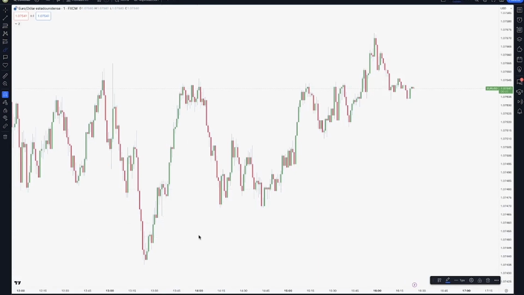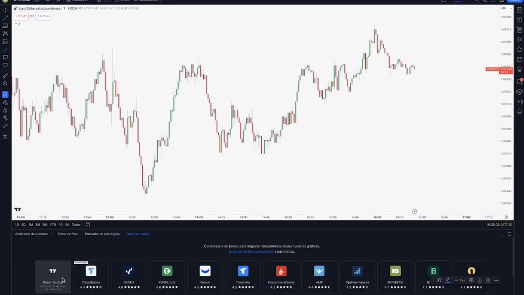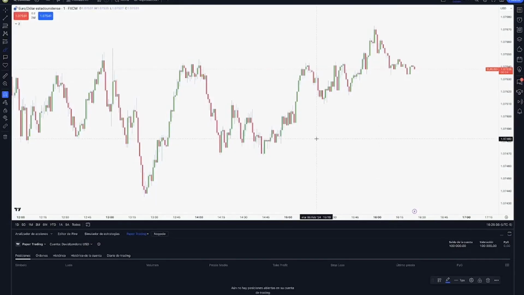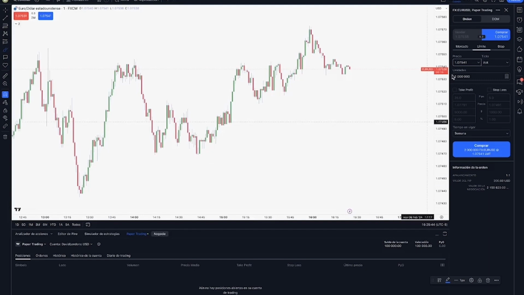First, you have to come here to the panel, and right here where it says paper trading, which is synonymous with demo account as well, you can just connect. As easy as that, we have created a demo account, and here on trade, you can check everything you can do, right?